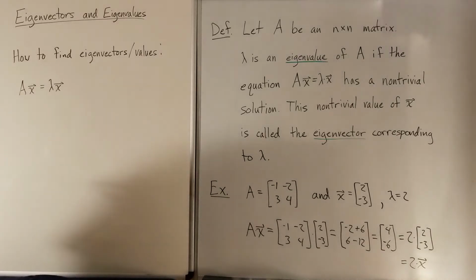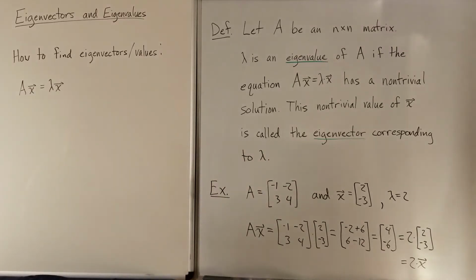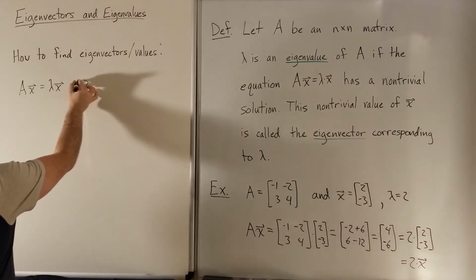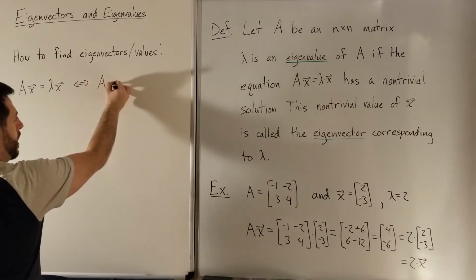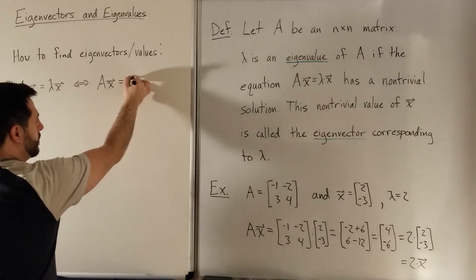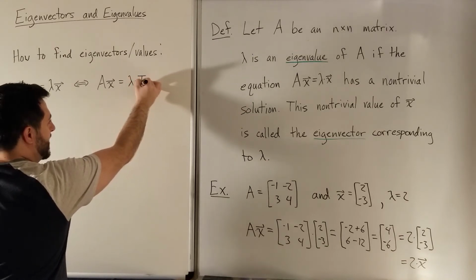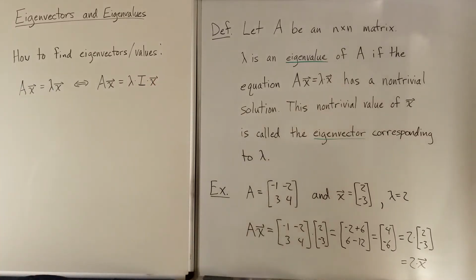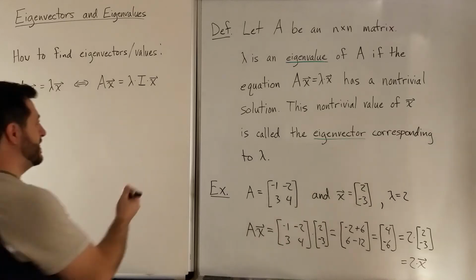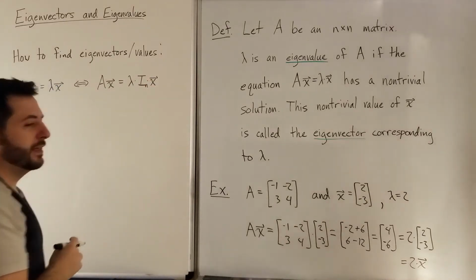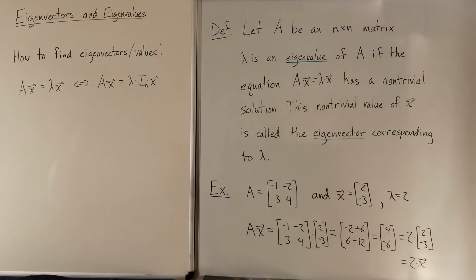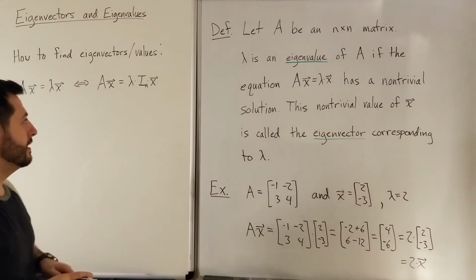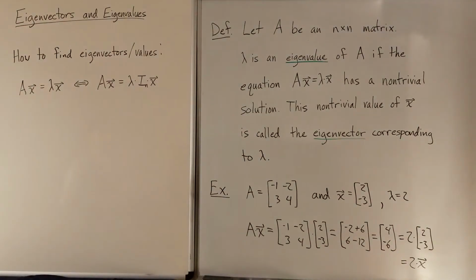Okay? So solving this equation can be done by doing a little bit of manipulation. So we want to rewrite this, first of all. This is the same thing as saying A times the vector x is equal to lambda times the identity times x. Okay, so I is just the identity matrix, specifically the n by n identity matrix. So we're always allowed to put that in there because it doesn't change anything. Identity times a vector is just the vector itself. It doesn't change the vector.